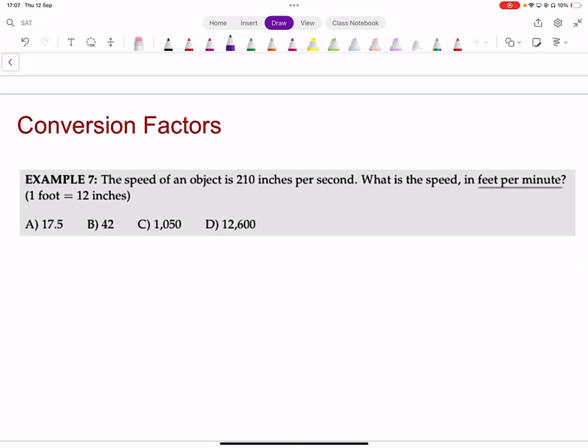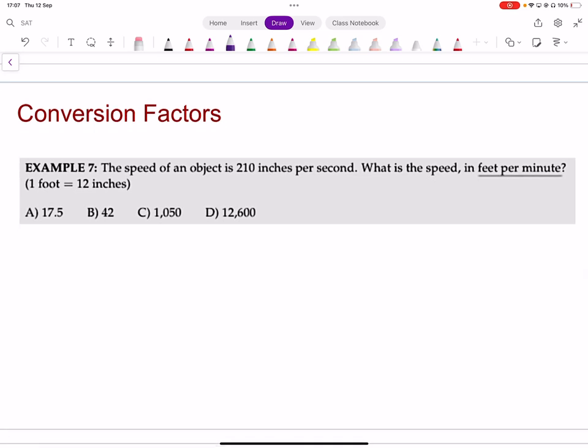The speed of an object is 210 inches per second. What's the speed in feet per minute? 1 foot is 12 inches. How do you think about this? 210 inches per second, for 1 second, right? You want to convert it to feet per minute.